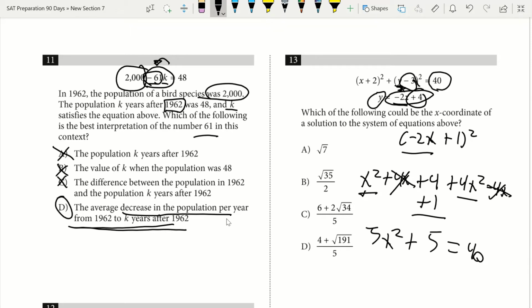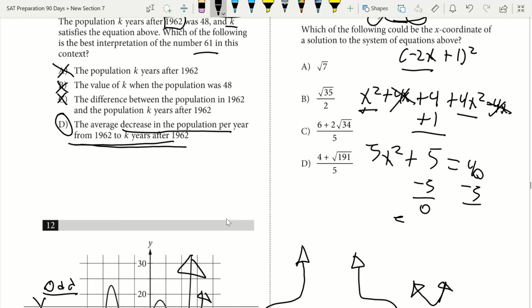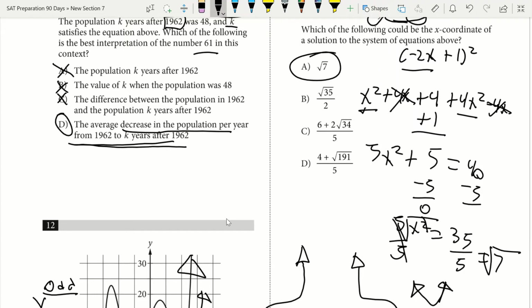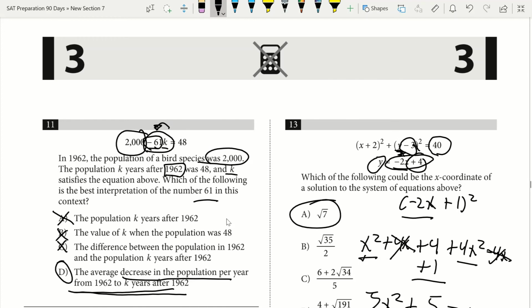At this point, I go ahead and I subtract 5 from each side. I'm going to have 35 equals 5x squared, so 5x squared equals 35. Divide each side by 5 to isolate x squared. 35 over 5 is 7. I square root each side now to get rid of this squared here. When I do that, I see I have the square root of 7 as my answer, which is going to be answer choice A.